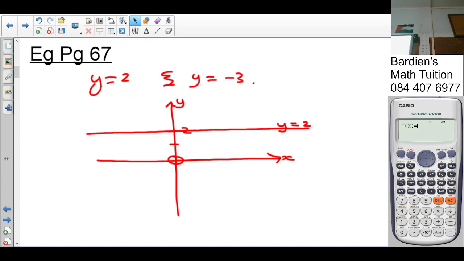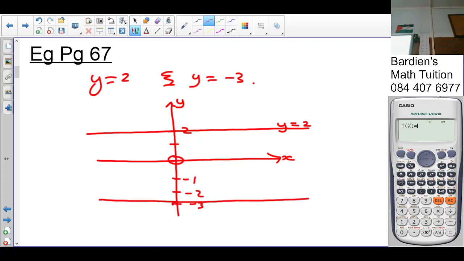The other one would be y is minus 3. It will be the line going through like that. You all agree with that? Going through this point at minus 3. Okay. See anybody that's confused? No.